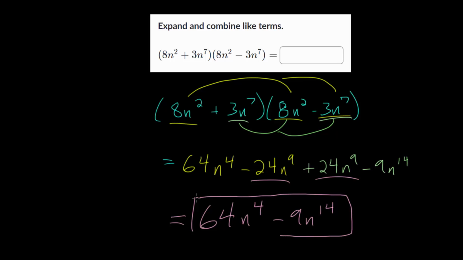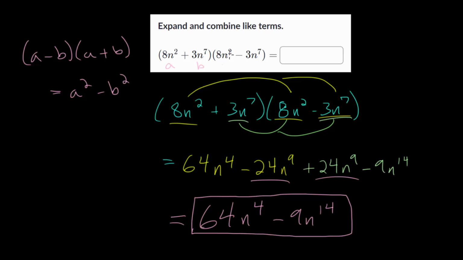Now, of course, you do want to check this to get some extra practice. I encourage you, try to do that on your own using the formula where a minus b times a plus b is equal to a squared minus b squared, and you would just set this as a and that is b.